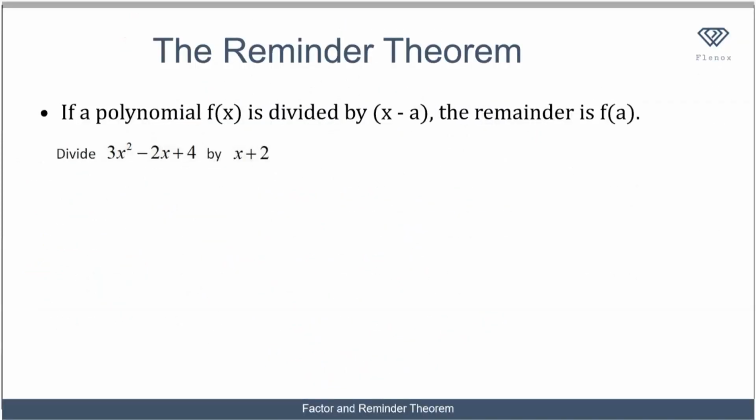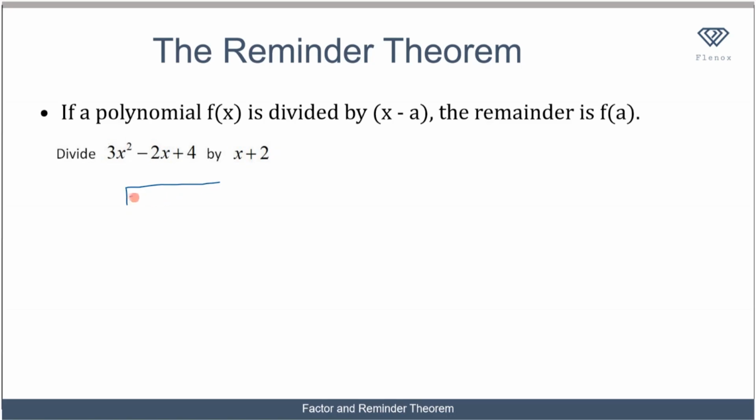So now let's move on to the remainder theorem. If a polynomial f of x is divided by x minus a, the remainder is f of a. Let's explain what that means. For example, let's divide this by this so we can check out what the remainder is.